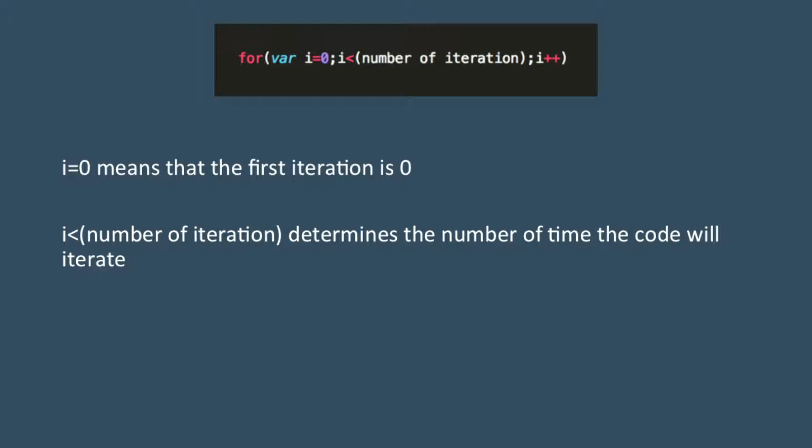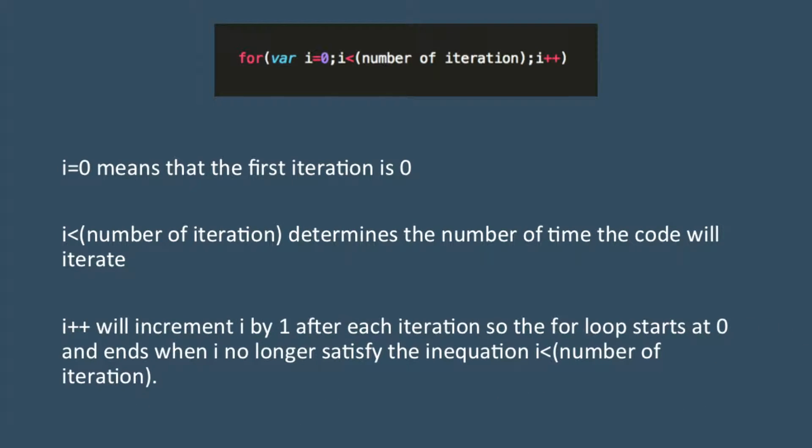Be careful, I starts at 0, so if you want to iterate 5 times, you have to write I less than 5 or I less than or equals to 4. I++ will increment I by 1 after each iteration, so the for loop starts at 0 and ends when I no longer satisfies the inequation I less than number of iteration.